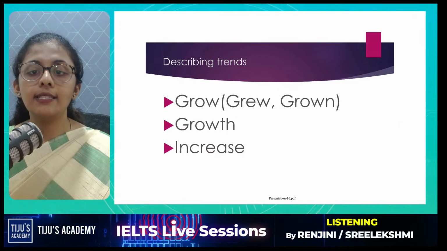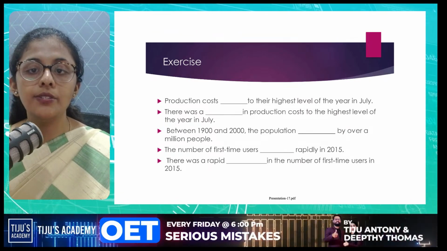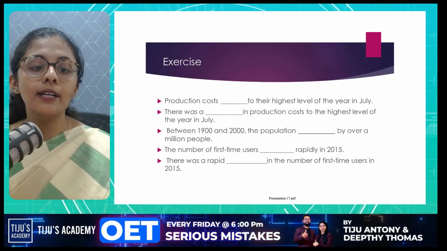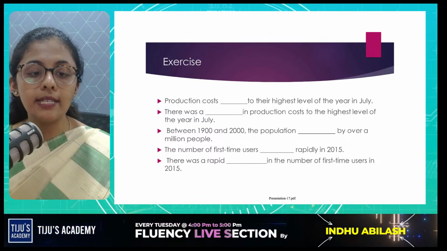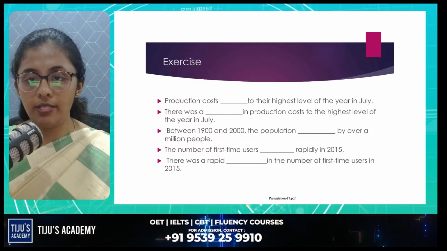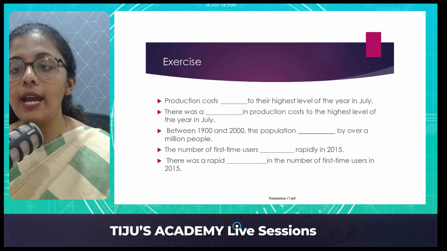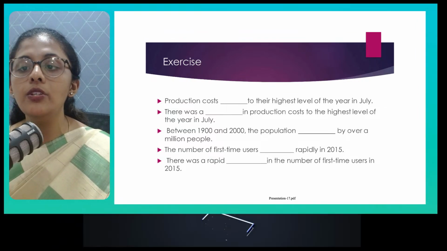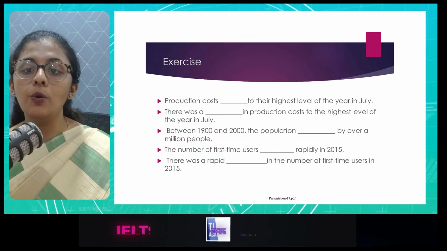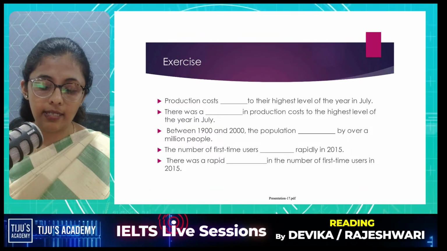So what could be the next thing we are going to learn? It's nothing but describing a downward trend. Before that, let me give you an exercise. Please read the first question. Production costs dash to their highest level of the year in July. Now you can use the describing trend here.